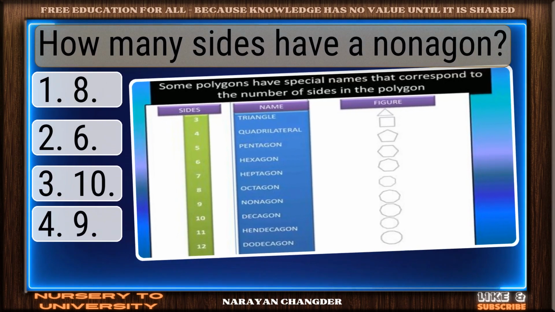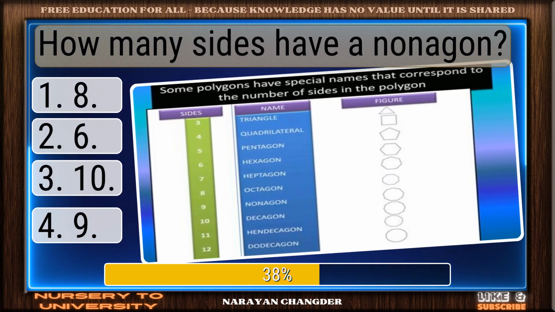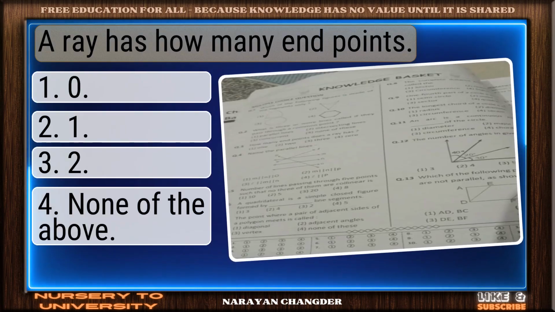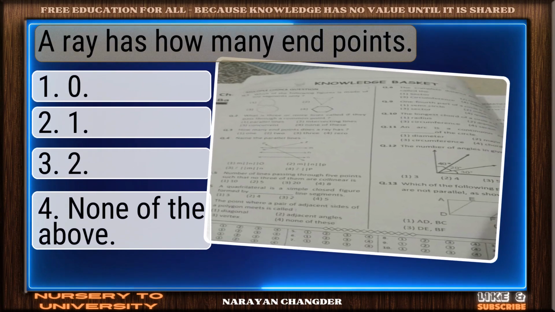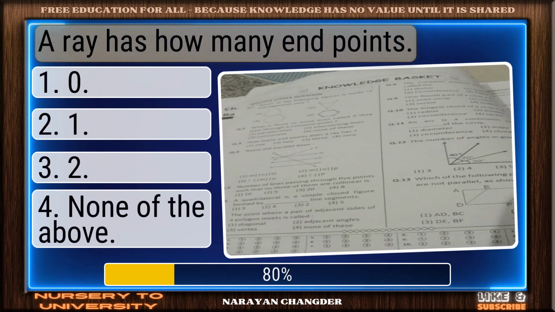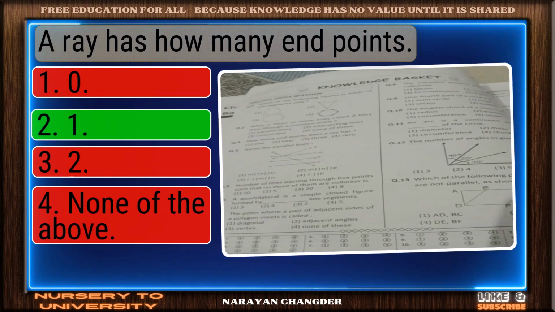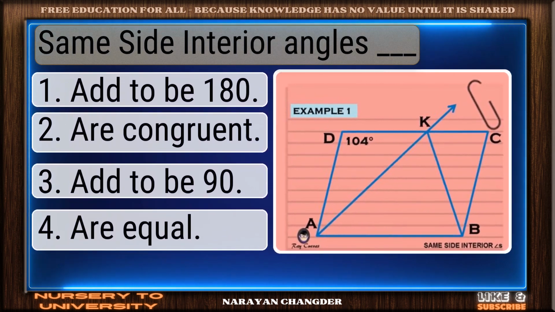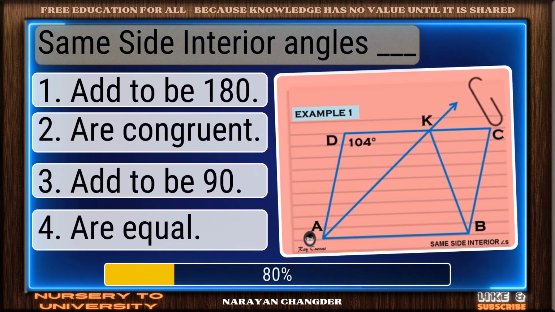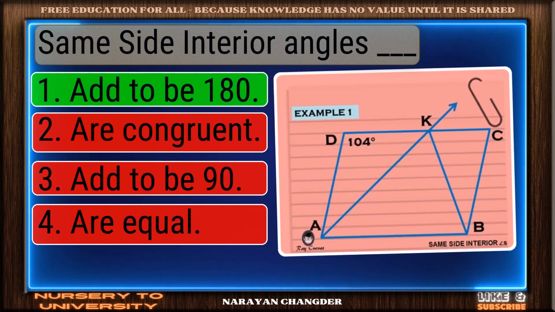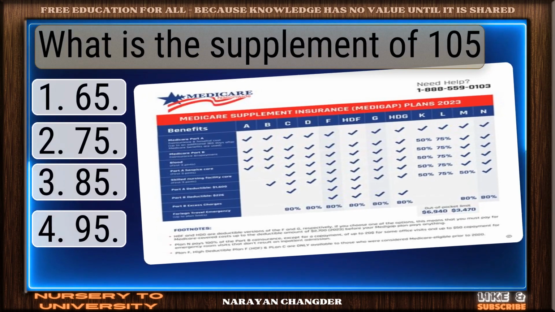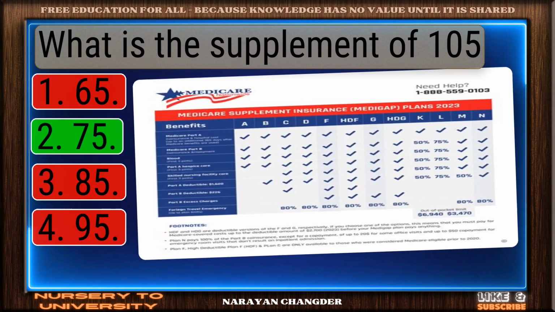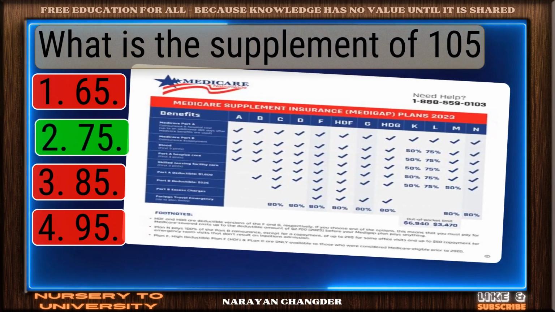Question number 275. How many sides has a nonagon? Excellent. 9 is a brilliant choice. Question number 276. A ray has how many endpoints? Correct. 1 is the right answer. Question number 277. Same side interior angles dash. Sharp thinking. Add to be 180 is the right choice. Question number 278. What is the supplement of 105? Excellent choice. 75 is the right answer.